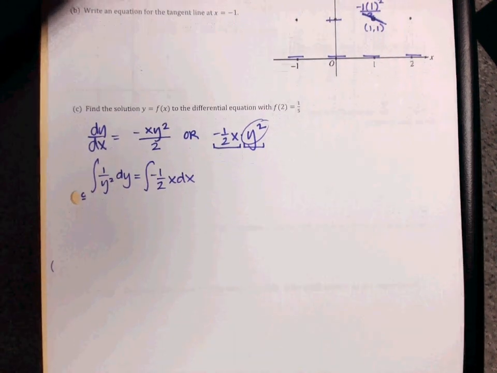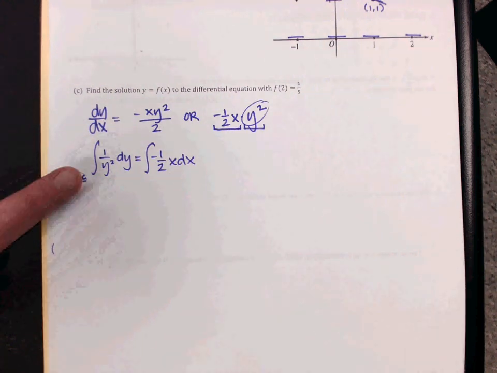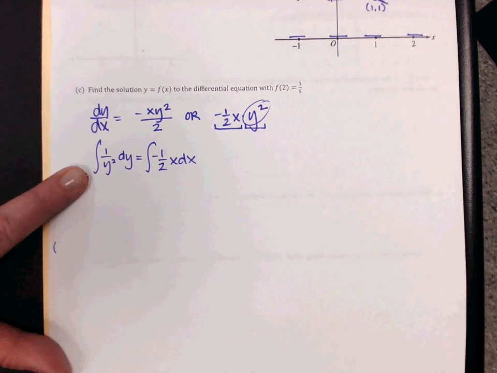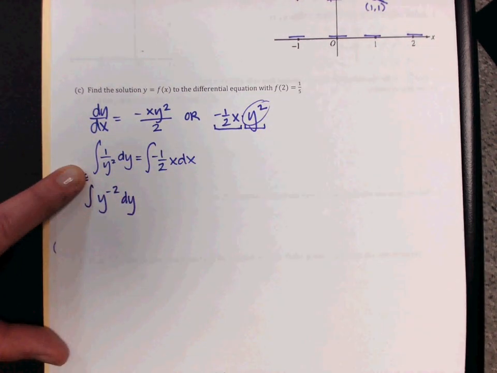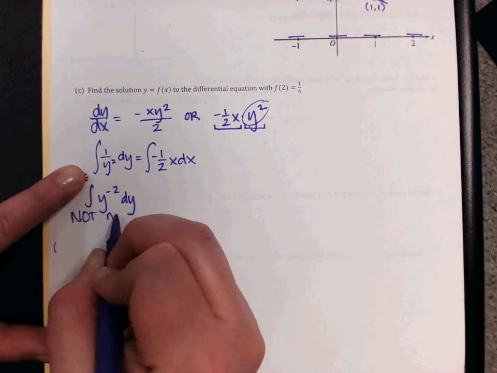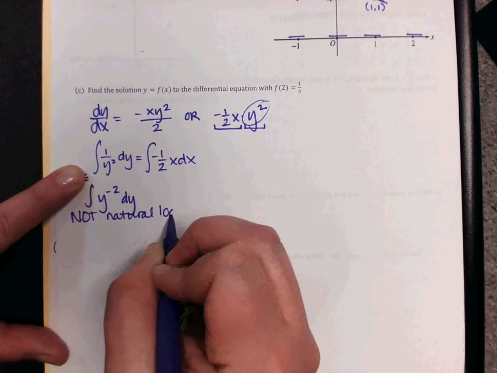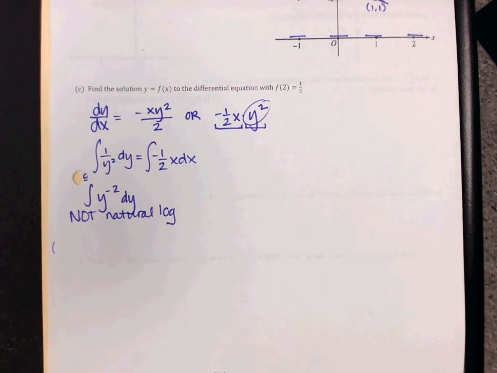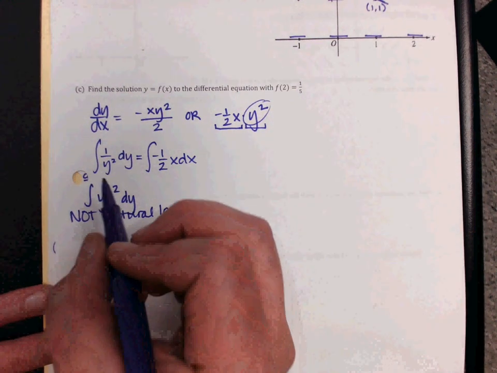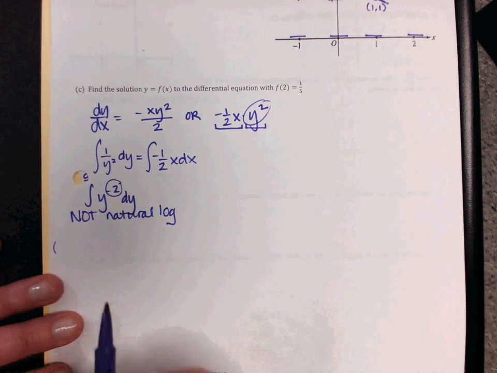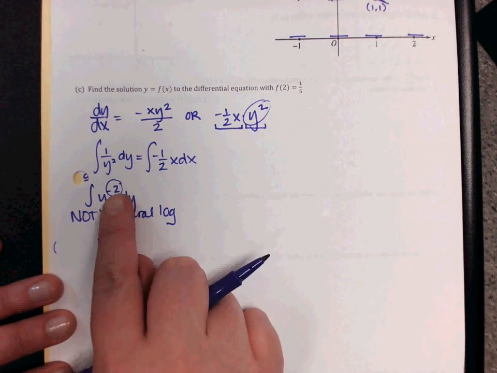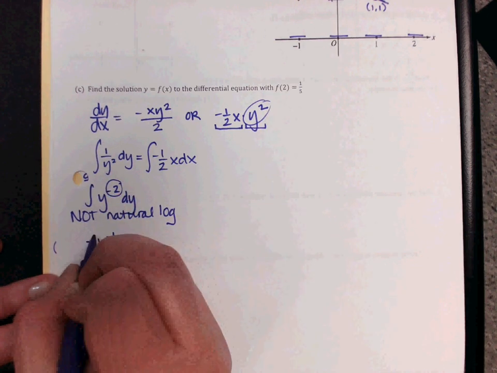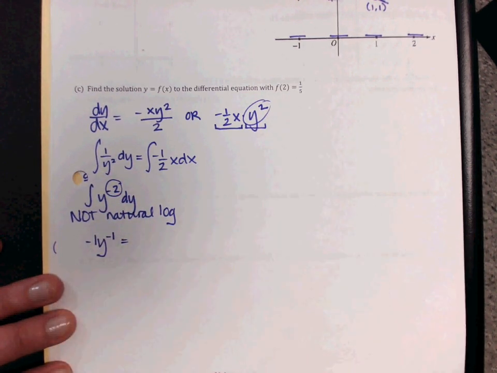Now remember, on this left side, I know I said this earlier, but this is not ln. You have to rewrite it. So when I rewrite that, it's going to be y to the minus 2 dy. This is not a natural log, and the reason why is because it's not 1 over y, it's 1 over y squared. That's a totally different equation. So I'm going to do the normal power rule on that. I'm going to add 1. Negative 2 plus 1 gives me y to the negative 1. And then after I add 1 to that, I have to divide by that new exponent. So I have a negative 1 in the front.